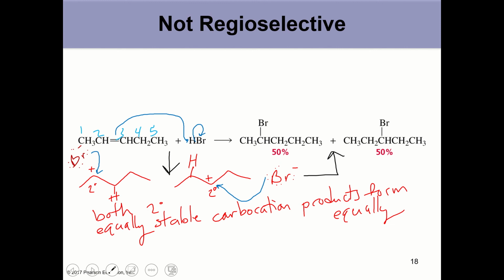Here's one possible cation, the second possible cation. Both are equally stable secondary carbocations, and so we form the products in equal amounts. We form both 2-bromopentane and 3-bromopentane.